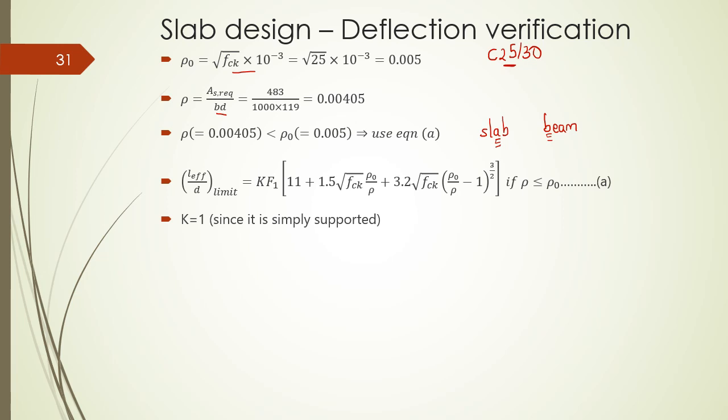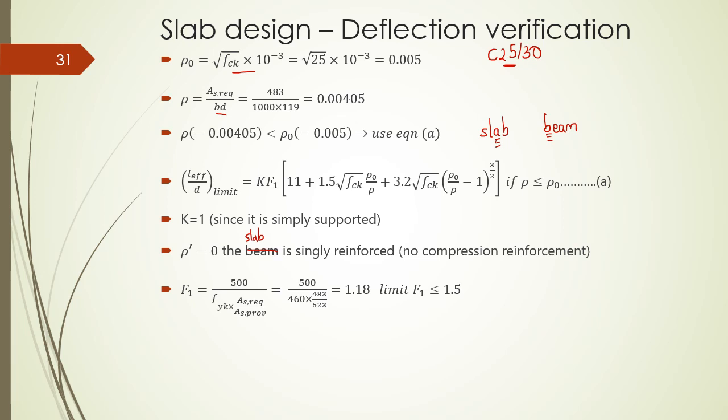Since we had assumed this was a one-way slab and simply supported, then K is equal to 1. The slab was singly reinforced, hence no compression reinforcement was required, and rho prime is 0. F1 is computed as follows.